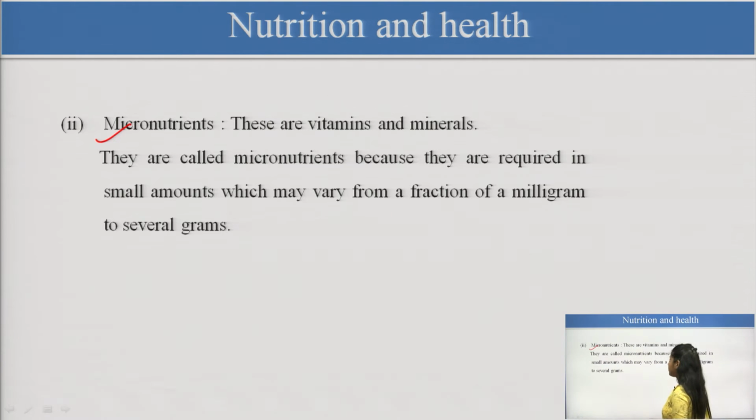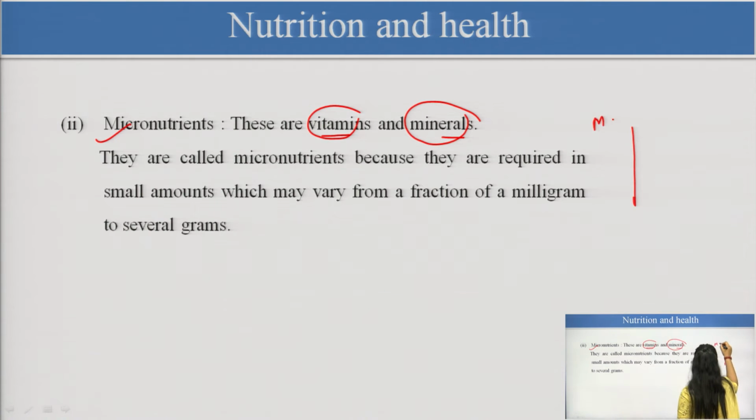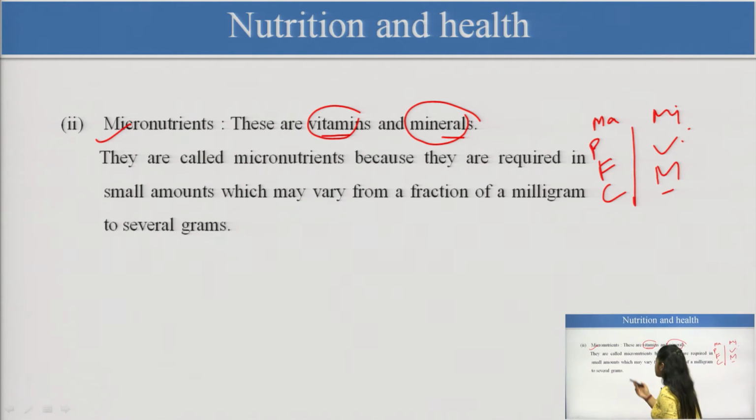Then there are the micronutrients, which are smaller, required in a very small amount. They are vitamins and minerals. Okay. So, you should know what is macro and what is micro. In macro we have protein, fats, carbohydrates. In micro we have vitamins and minerals. Okay. So, vitamins and minerals are called micronutrients because they are required in small quantities, small amounts, and they may vary from a fraction of a milligram to several grams.